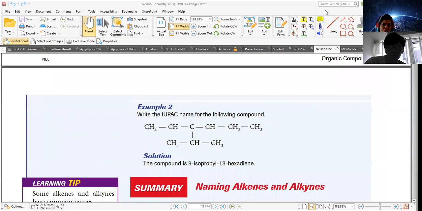Write the IUPAC name. You have to choose your longest chain. Also, make sure all of your double bonds need to be included in the main chain. So it's 1 on the first one, and on the third one you have a double bond. And 1, 2, 3, 4, 5, 6. It's going to be hexadiene, because you have 2 double bonds, you have to put di here. The first carbon and third carbon, you have that. And if you go back, this is isopropyl. On the third carbon, the isopropyl is attached.